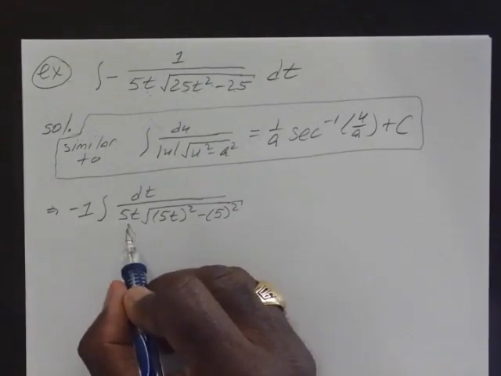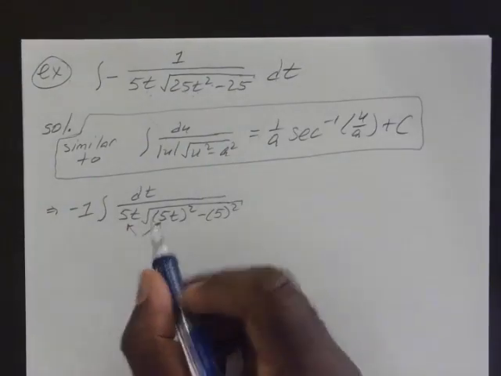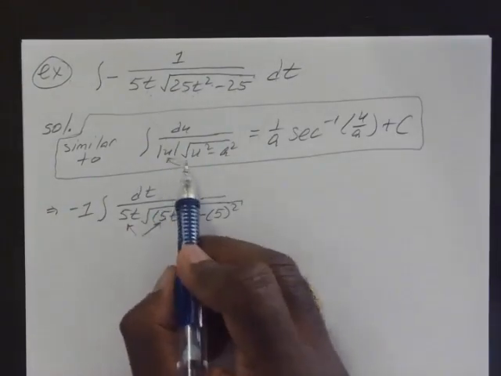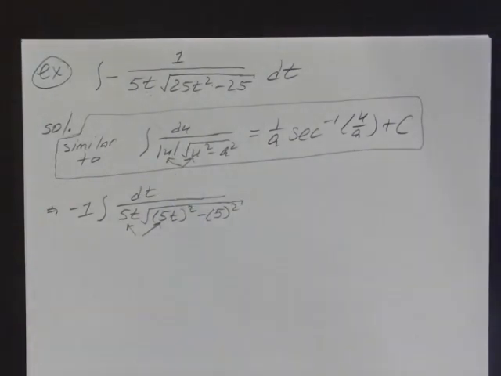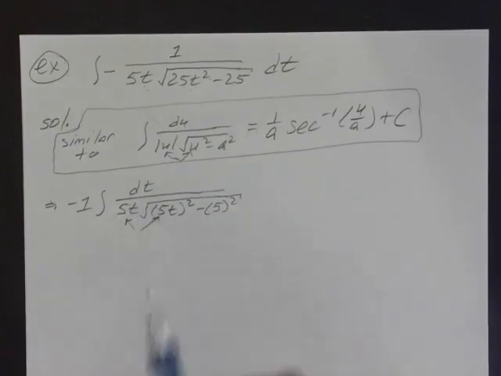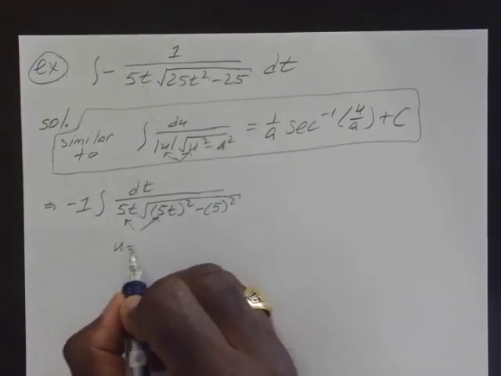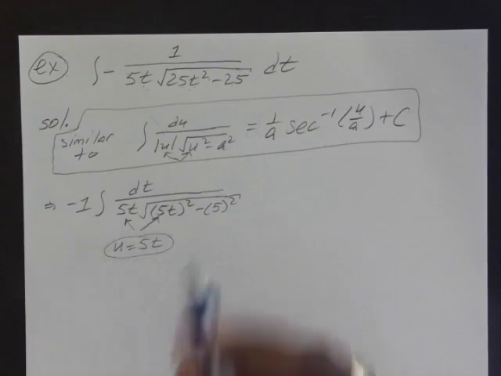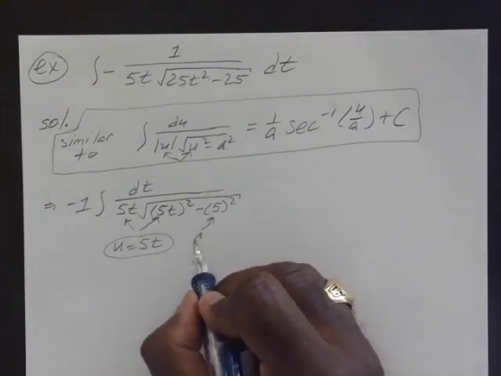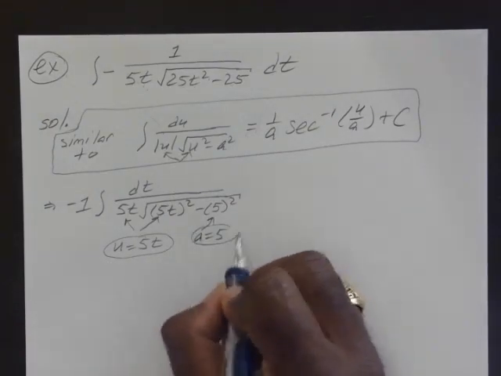Okay, so these two u values have to be the same, just like they're the same up here. And I'll show you how to fix it if it's not the same on the next example. But for here, both of these are the same, so we know that u is equal to 5t. And we know that a is equal to 5.